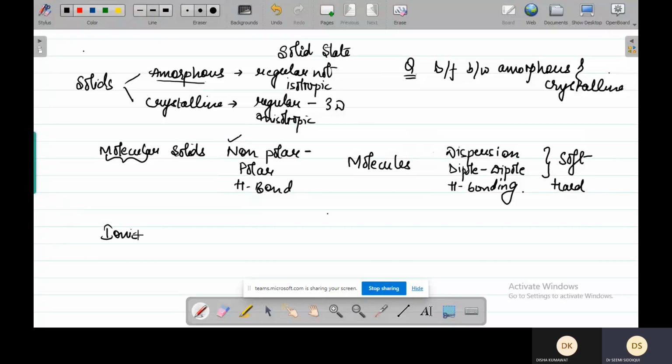Next type of the solid is ionic solid. Now, when we talk about the ionic solid over here, ionic solid means what? That in the case of ionic solids, there will be the ions.